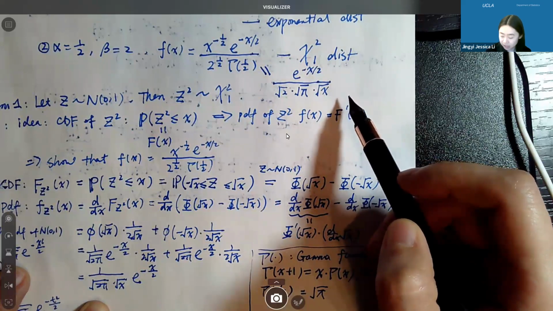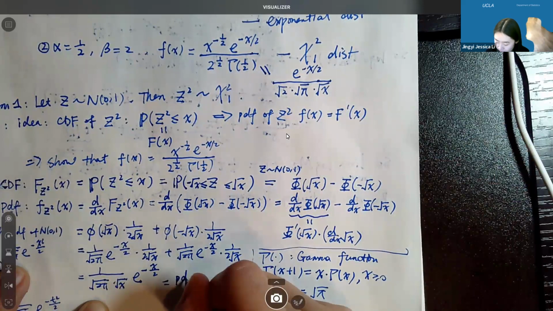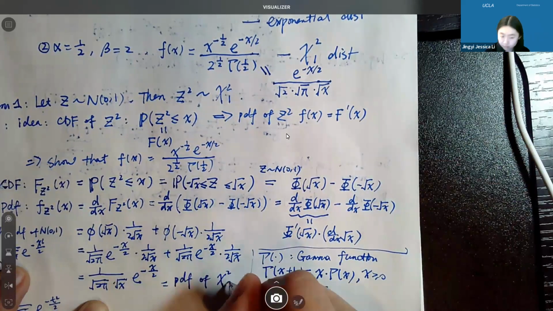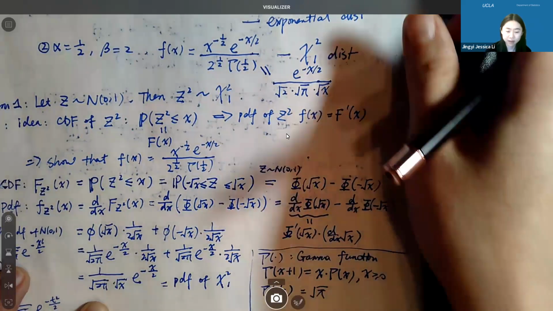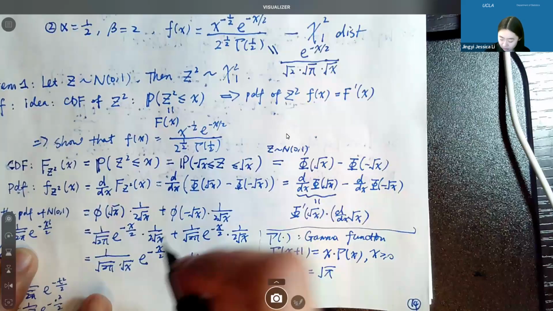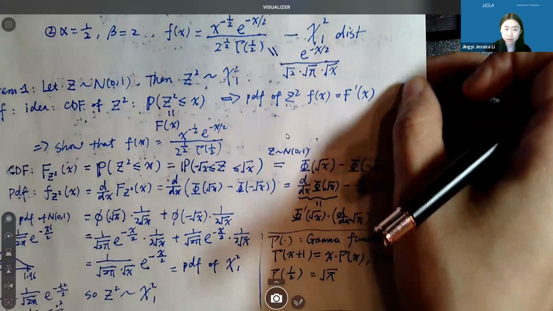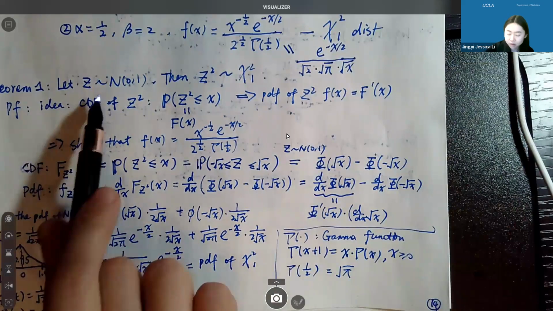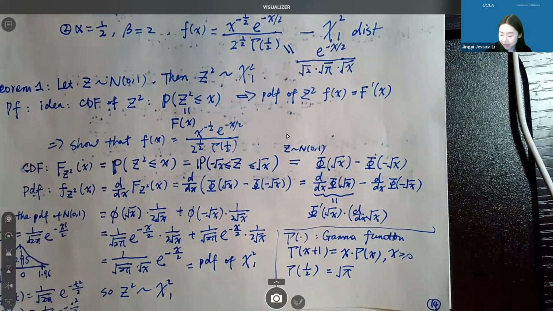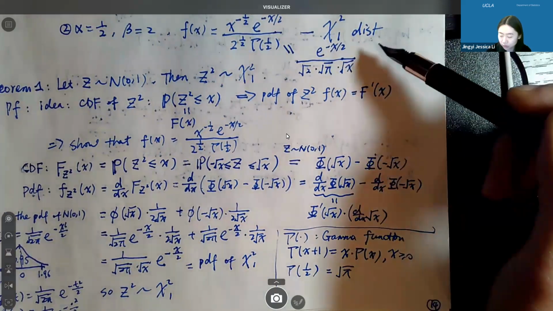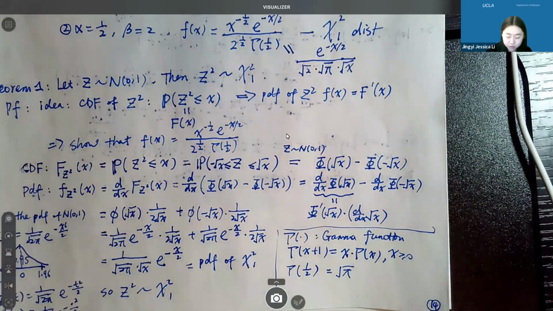So because this is the PDF of chi-square 1, finally, the conclusion is that z square follows chi-square 1. So we just did a proof here. The proof is that we start from a standard normal random variable, and we prove that its square follows the chi-square 1 distribution. That's what we did. And the proof is based on the idea that if we can match the PDF, if we can show the PDF function of z square is the PDF function of the chi-square 1 we defined, then we say the random variable z square follows chi-square 1.